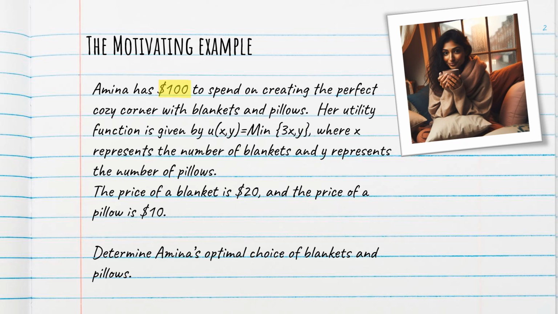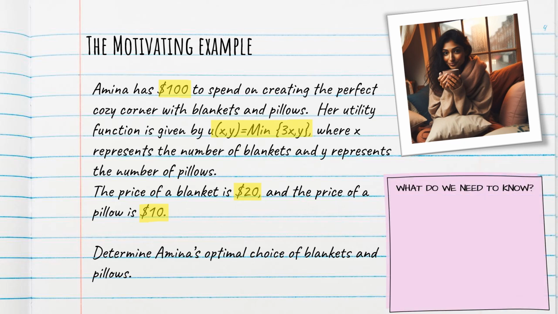Amina has $100 to spend on creating the perfect cozy corner with blankets and pillows. Her utility function is given by the following. Utility is the minimum of 3x and y, where x represents the number of blankets and y represents the number of pillows. The price of a blanket is $20 and the price of a pillow is $10. Our goal is to determine Amina's optimal choice of blankets and pillows.